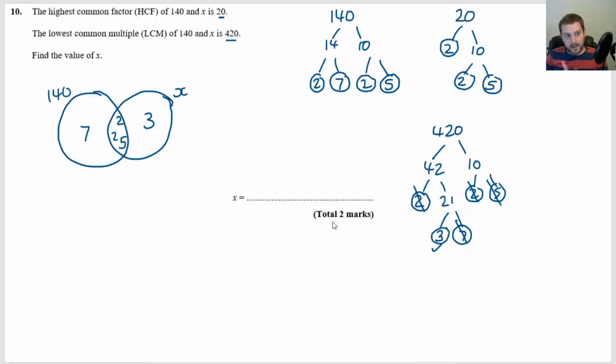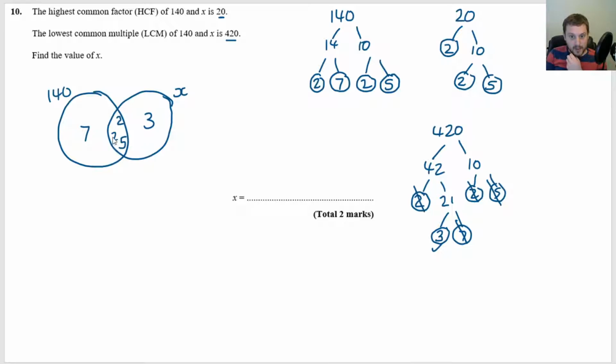So let me explain what we've done, and is this actually now going to work? Well, first of all, in this circle here, the circle on the left, do all the numbers times together to make 140? Well, yes, they do. They're the numbers here in the factor tree for 140. Is the highest common factor for this particular Venn diagram 20? Well, yes, it is, because we've got 2, 2, and 5 in the middle. Is the lowest common multiple 420 as it needs to be? Well, yes, it is, because if you take all of these numbers in the entire Venn diagram, it all times together to make 420. So this tells you that x needs to be 60.